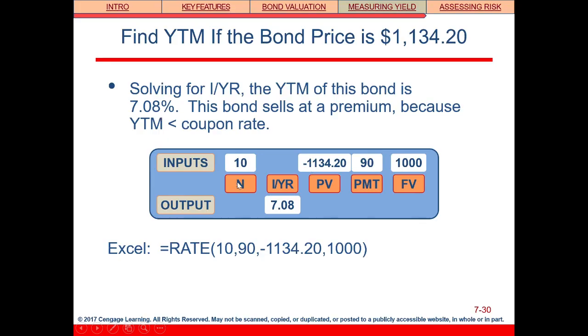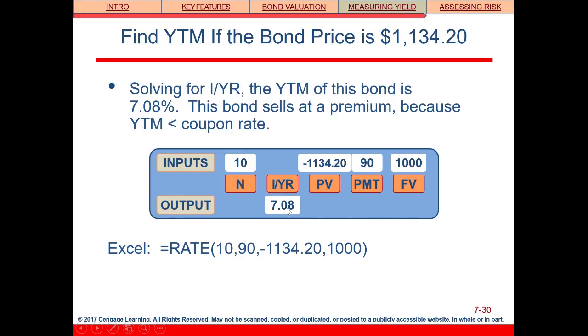Putting n equal to 10, which is the same. Everything is the same, except for the price, right? Payment is still $90. Face value, future value is still $1,000. Present value in this case is negative $1,134.20. Yeah, and then if you calculate the yield to maturity, now you'll get the result of 7.08.